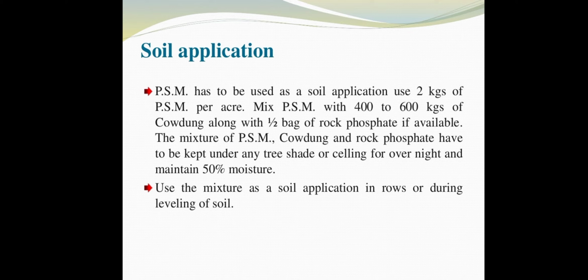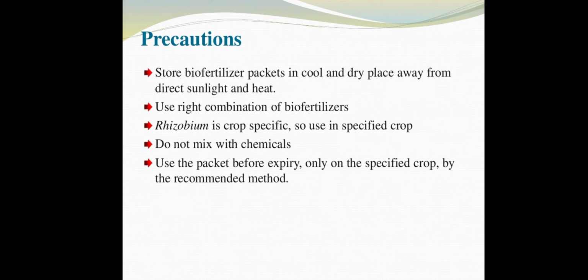Then coming to soil application, here phosphate solubilizing microorganism has to be used as a soil application. Here 2 kg of PSM per acre is mixed with 400 to 600 kg of cow dung along with half bag of rock phosphate if available. The mixture of PSM, cow dung and rock phosphate has to be kept under tree shade or ceiling overnight and maintain 50% moisture. Use the mixture as a soil application in rows or during leveling of soil.